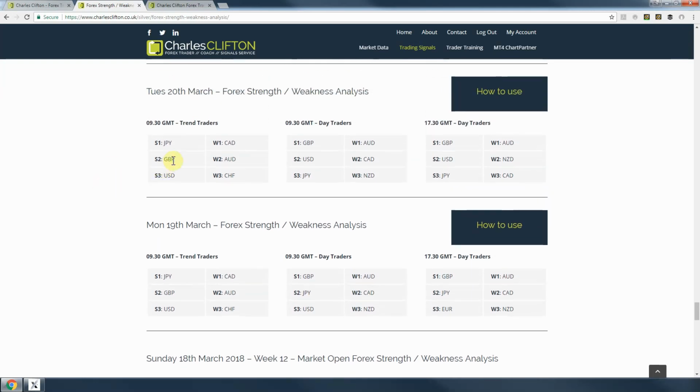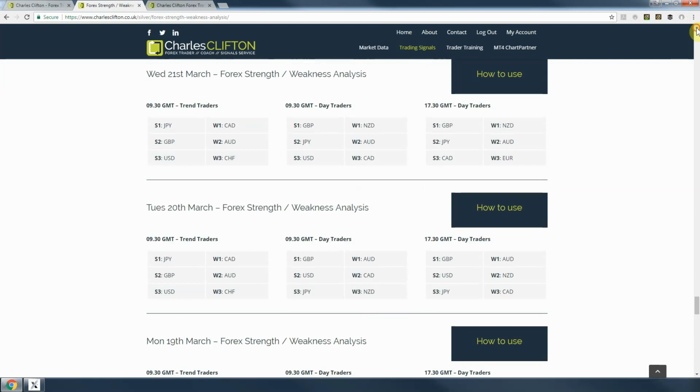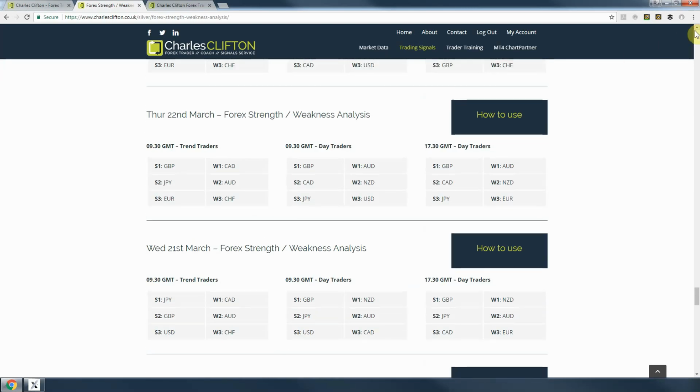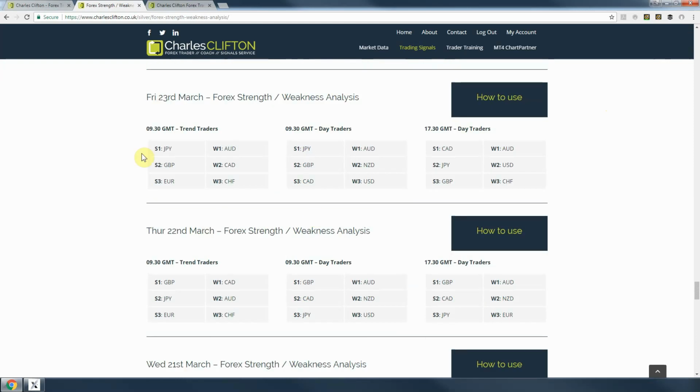Let's come through to Tuesday. Pound Oz is still showing on the trend trading table. Pound Oz, pound Oz. They are still strong one and weak one on the day trading table. Again, confirmation to stay in the trade. Let's come through to Wednesday. Pound Oz, strong one, weak two. Pound Oz, confirmation. There it is. Just hold the trade. Flow with the market. Come through to Thursday. Pound Oz, pound Oz. I mean, we're getting on for a week's worth of trading here now. Come through to the Friday.